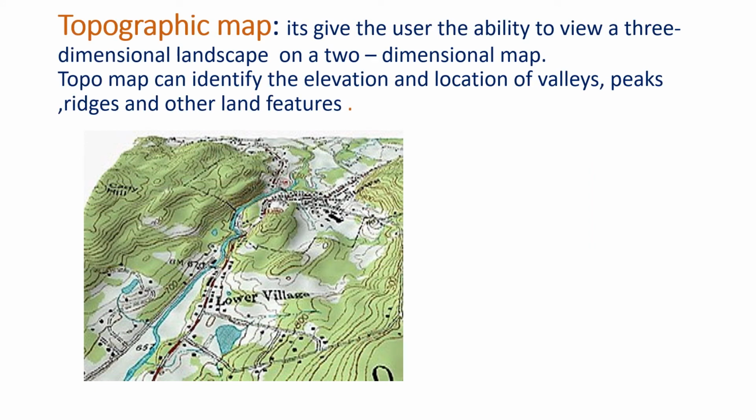Topographic map. It gives the user the ability to view a three-dimensional landscape on a two-dimensional map. A topo map can identify the elevation and location of valleys, peaks, ridges, and other land features.